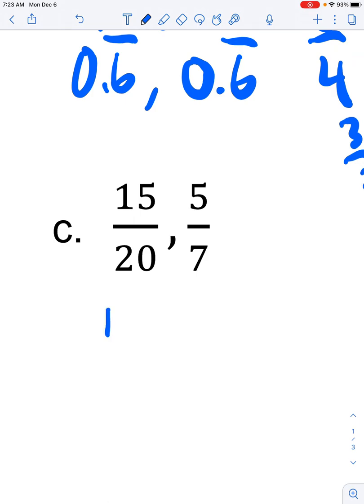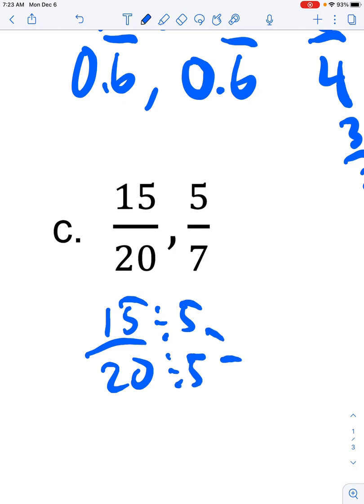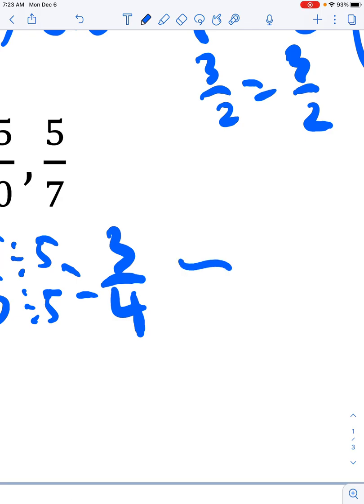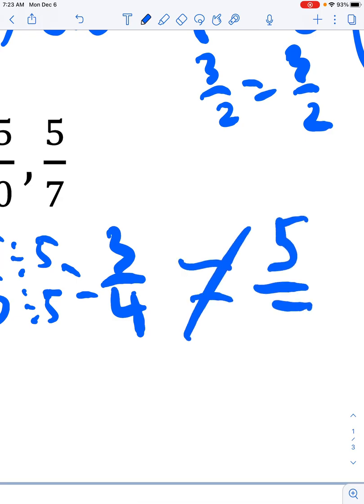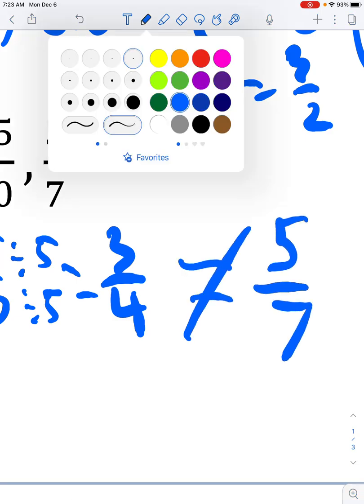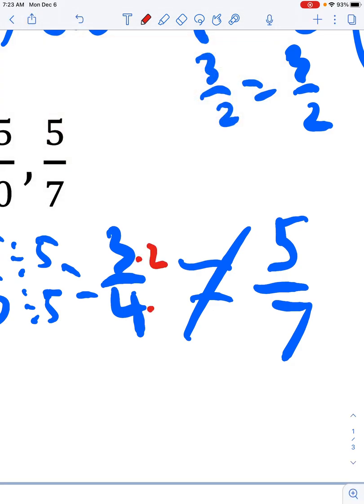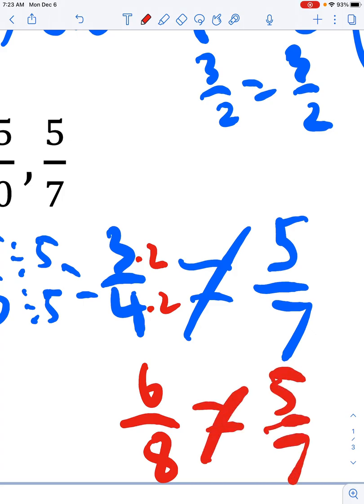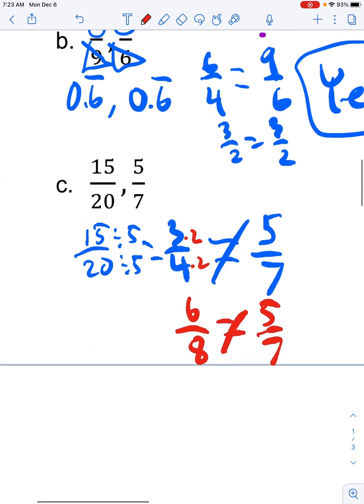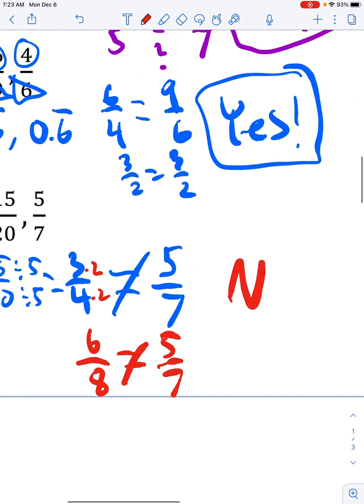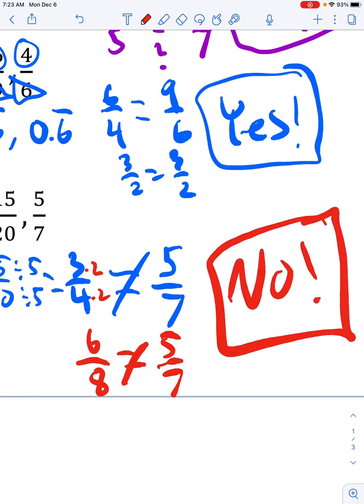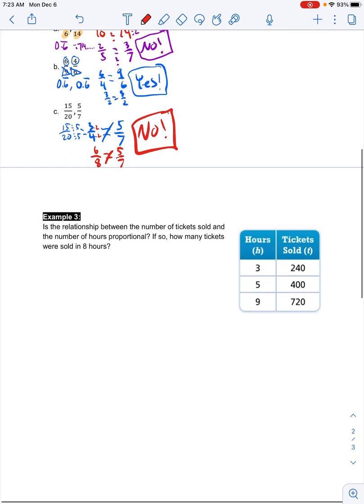Last, I'm thinking, all right, I can maybe simplify 15/20. If I divide it by 5, I get 3/4. 3/4 is not the same thing as 5/7. I could try to multiply it by 2. There's no way I can get 6/8. No, that doesn't work either. So again, there's nothing I can do. I can't make this work. So no.